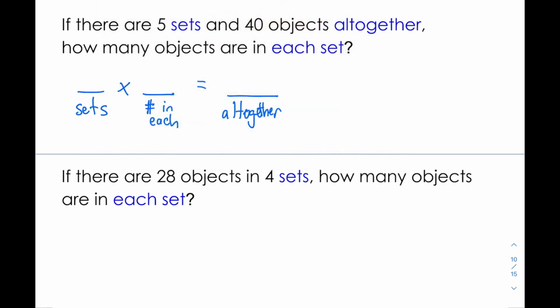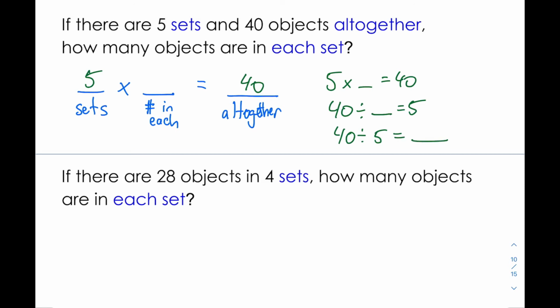So we have 40 objects altogether. We have 5 sets. So what's the missing number? 5 times blank is equal to 40. Or we could do 40 divided by blank is equal to 5. Or 40 divided by 5 is equal to blank. Either way, still get you the right answer. So you probably know from your multiplication facts that 40 divided by 5 is 8. So that means we have 8 in each set.